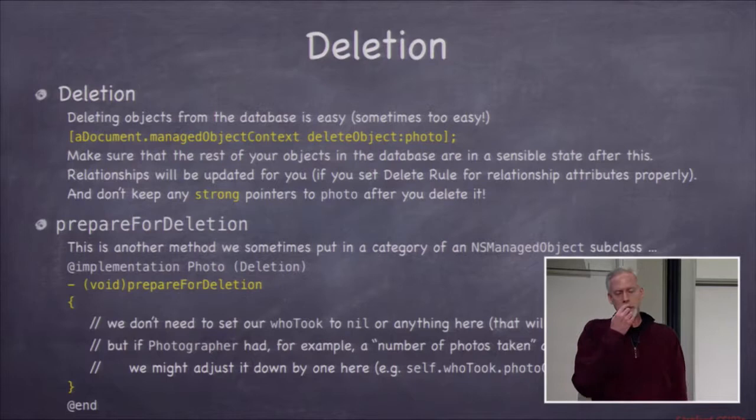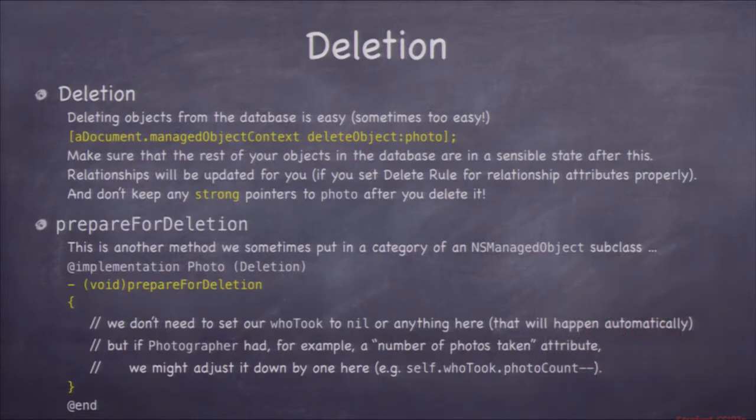One other thing about deletion that's kind of cool: Core Data will send the message prepareForDeletion to all objects when you send deleteObject. So if I say delete object photo, that photo will be sent prepareForDeletion, if it implements it. And the cool thing is you can put this prepareForDeletion in a category. So you can add the prepareForDeletion method to Photo or Photographer in a category.